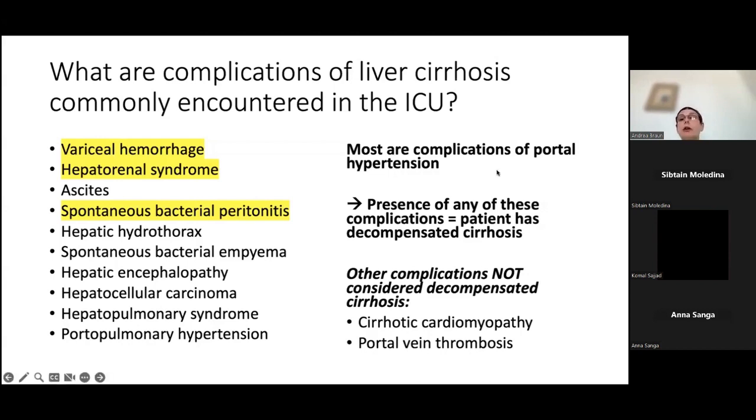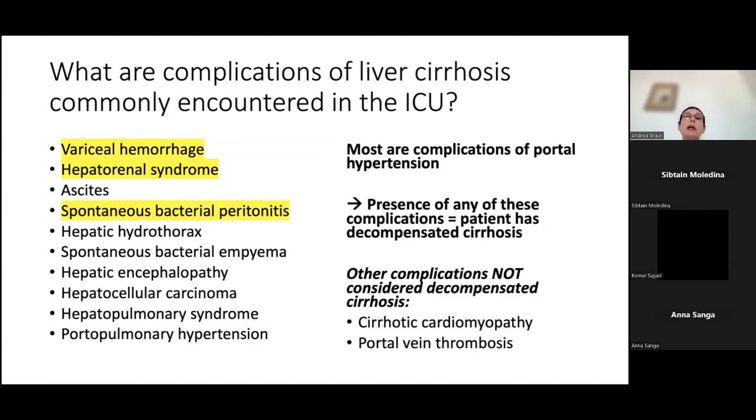And most of these are complications of portal hypertension. And what's important to know is if a patient has any of these complications, by definition, they have decompensated cirrhosis. And there are a couple of complications of cirrhosis that don't make someone decompensated, and those are cirrhotic cardiomyopathy and just having a portal vein thrombosis. And I'll briefly talk about those at the end.